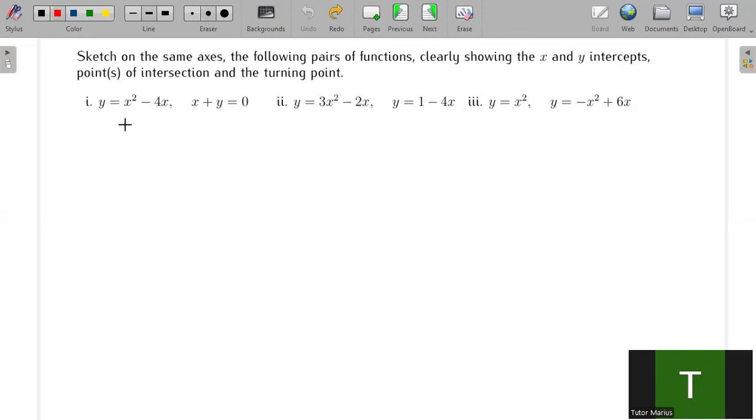So they want us to sketch each of these on the same axis. Each of these pairs, as you can see, you have the first one and the second one, like that. We just have to sketch all these on the same axis. So the first one, you have y is equal to x squared minus 4x.